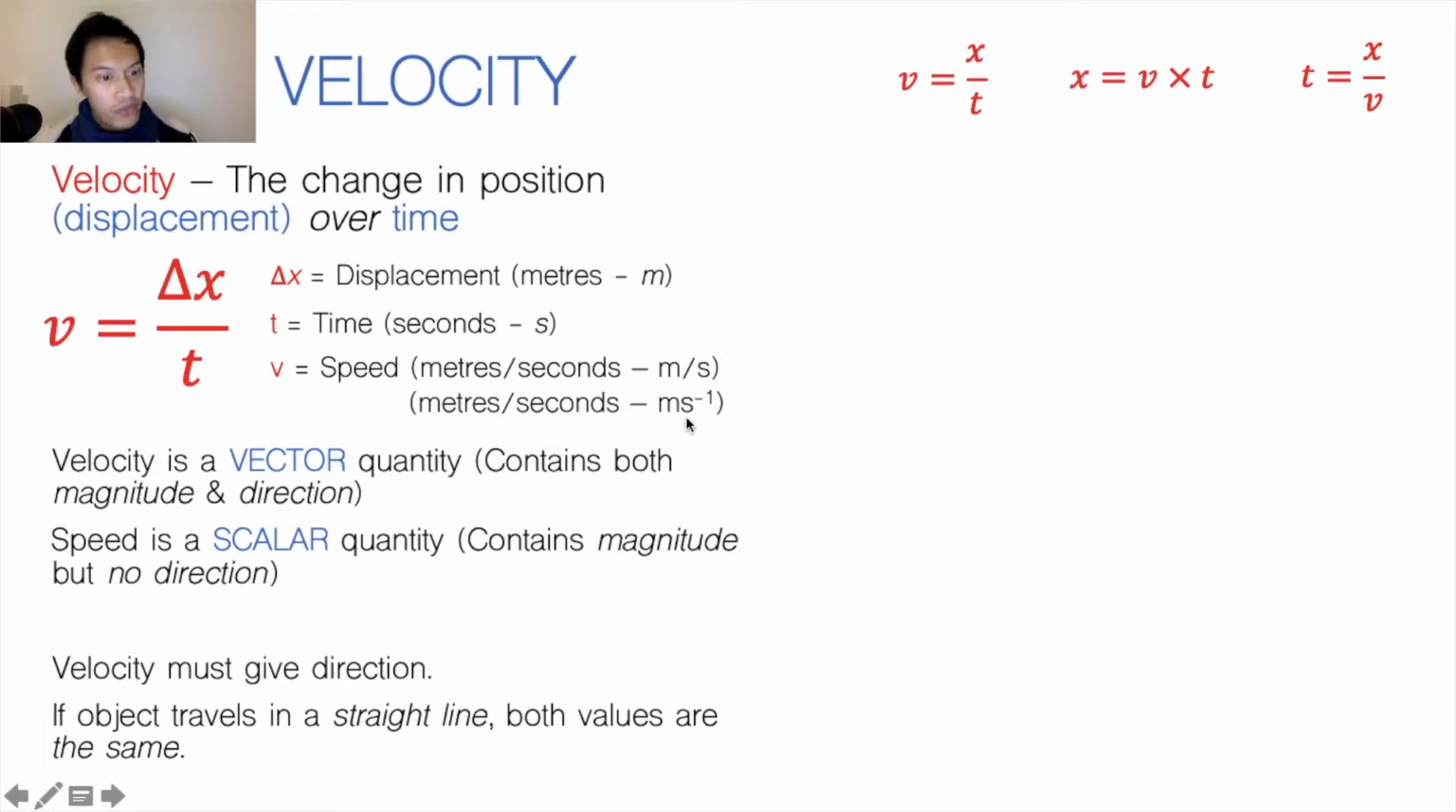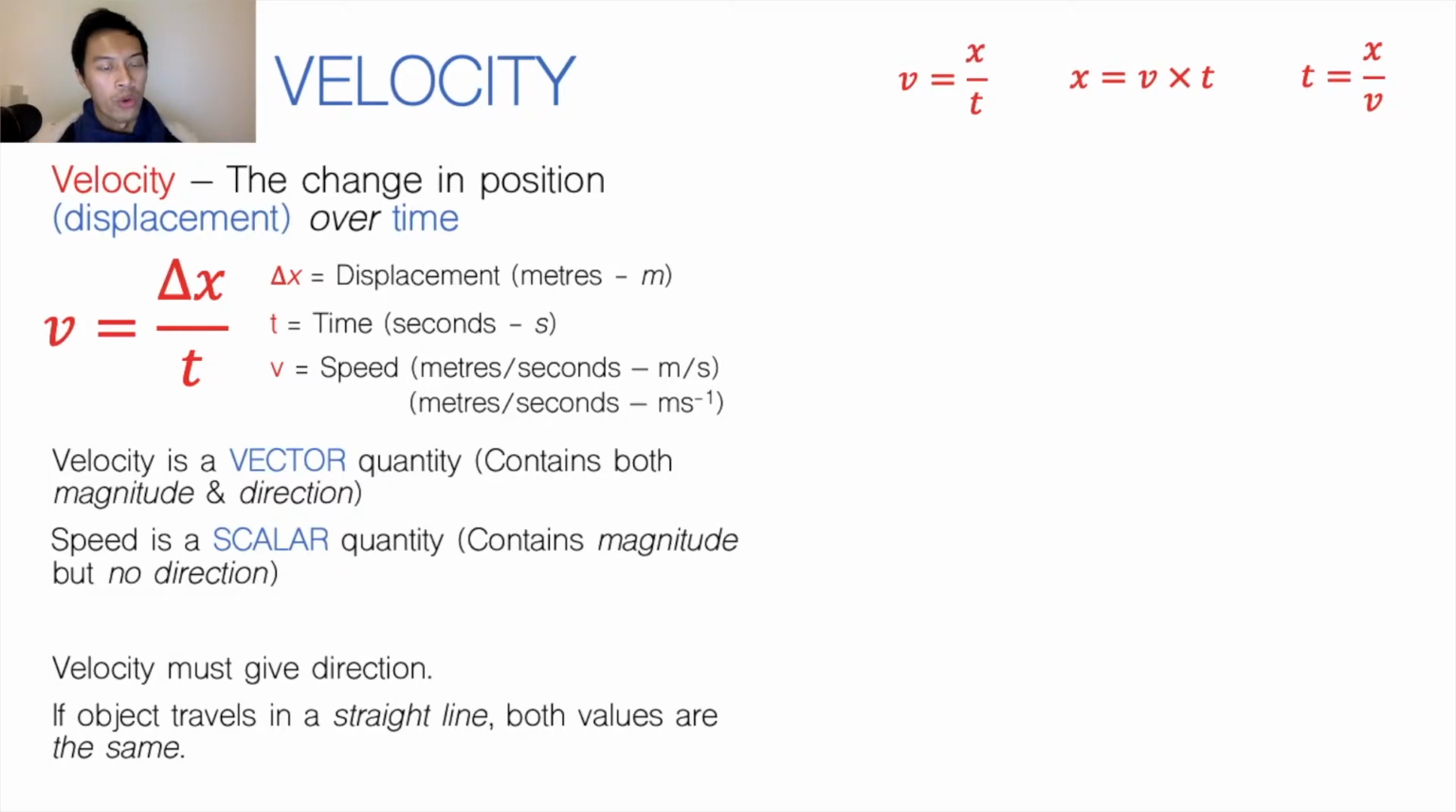Now, what's the difference between the two? Well, velocity is what we call a vector quantity. A vector quantity contains both magnitude, which is how much, and the direction that it's moving in. So whenever you list velocity, you always have to identify both how fast the object has changed positions, and which direction it has changed positions in.